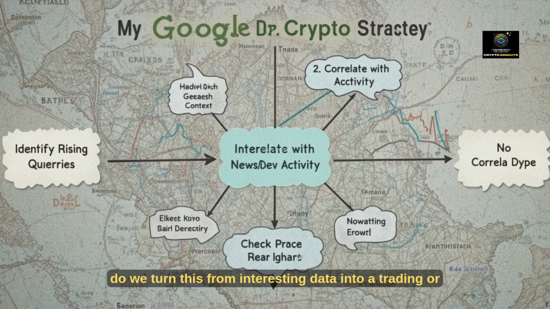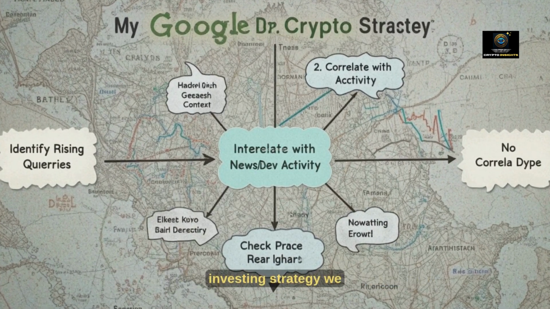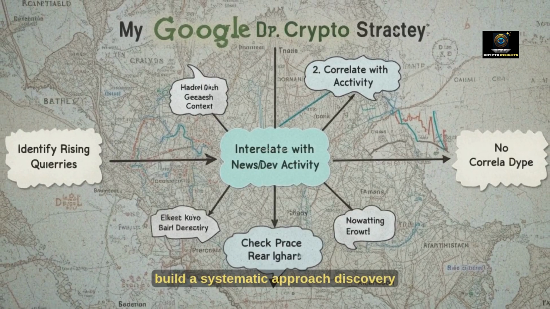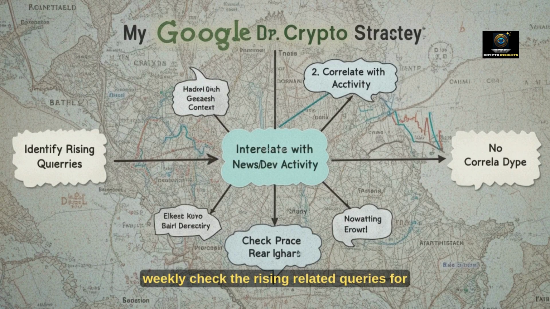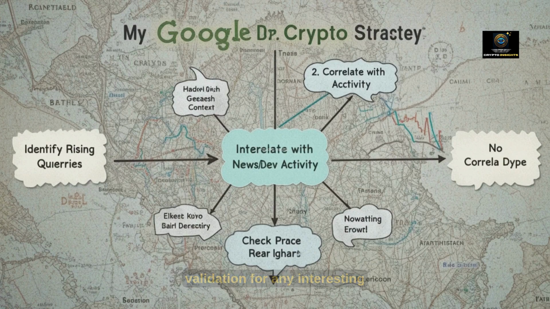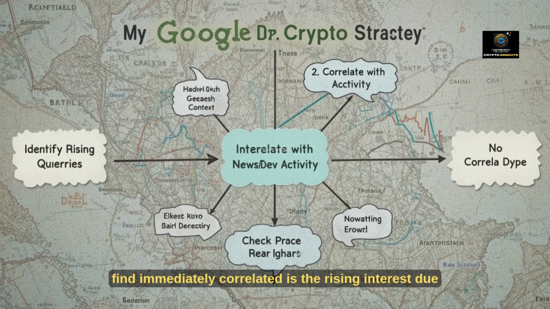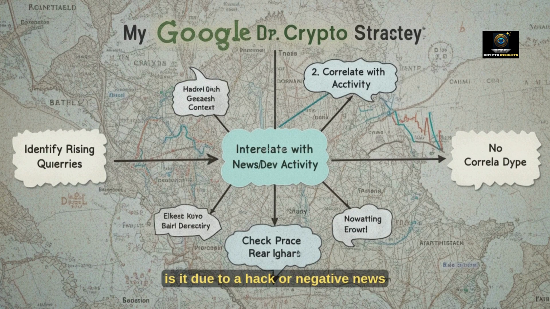How do we turn this from interesting data into a trading or investing strategy? We build a systematic approach. Discovery. Weekly, check the rising related queries for major terms like "crypto" and "altcoin." This is your prospecting tool. Validation. For any interesting find, immediately correlate: is the rising interest due to a genuine positive development, or is it due to a hack or negative news?